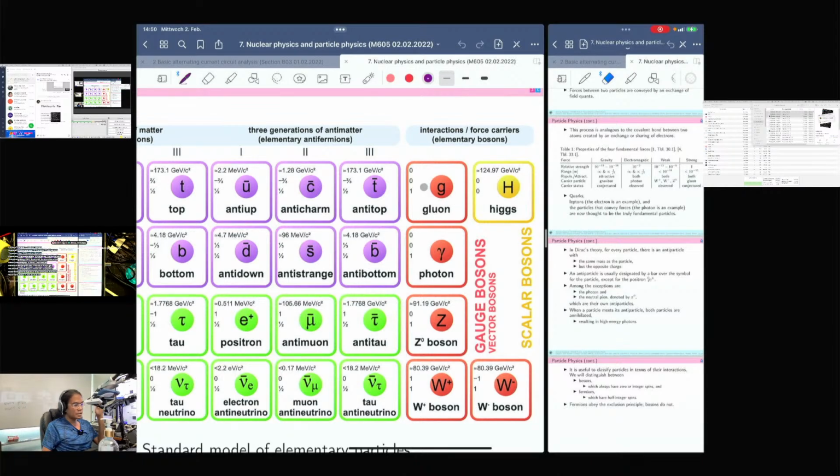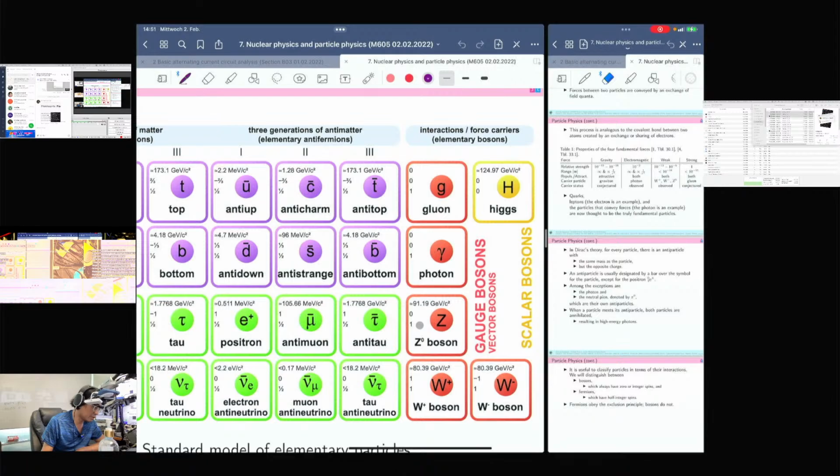The charge for these particles usually remains 0, except for W plus boson and W minus boson. It has one positive charge, and negative one, and the mass of the W bosons are the same. It's a big one, right? 80 giga electron volt per c². Z0 boson too, it's even bigger, 91.19 giga electron volt per c².